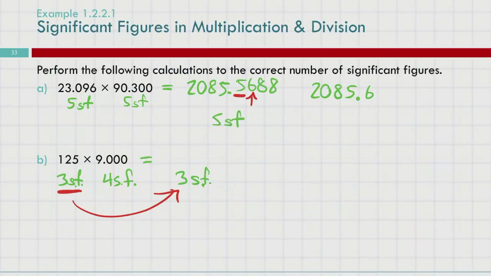So 125 times 9 into the calculator. That's a number, 1125. We want to round this for 3 significant figures. We count from the left. The 1, the 1, the 2 is our 3rd significant figure. We look at the 5 to see how we round. 5 is 5 or greater, so we round up. So 1130.